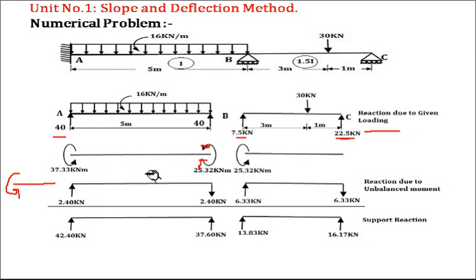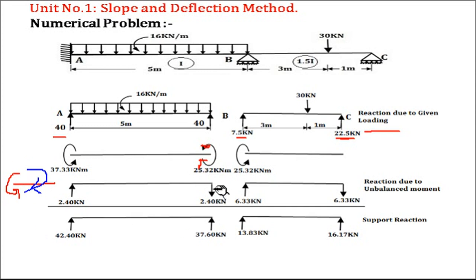So 37.33 minus is plus and this is minus 25.32. So here we'll get the value of unbalanced moment. As this unbalanced moment will rotate the structure in anti-clockwise direction, you have to apply the reaction which will act in clockwise direction. So you have to apply the reaction in such a way.